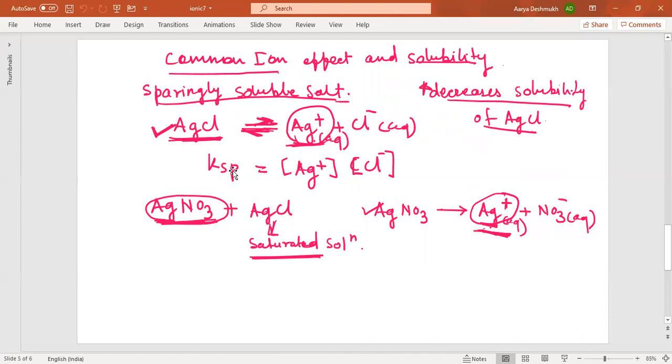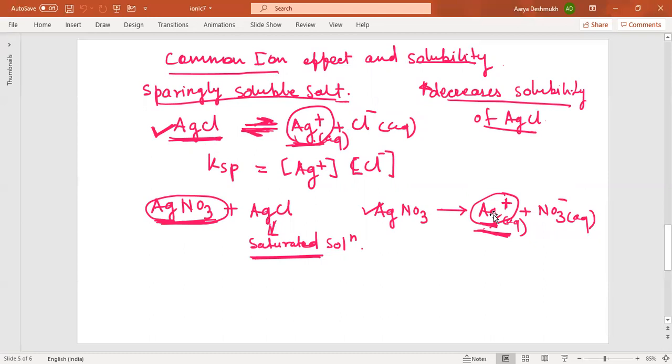So the solubility product is given by the product of the concentration of the ions formed in the case of silver chloride. Now suppose AgNO3 is added to the saturated solution of silver chloride. The salt which we are adding here, silver nitrate, being a strong electrolyte, dissociates completely as Ag plus and NO3 minus. Now here you can see Ag plus occurs in both reactions, so silver ion is the common ion which is present.